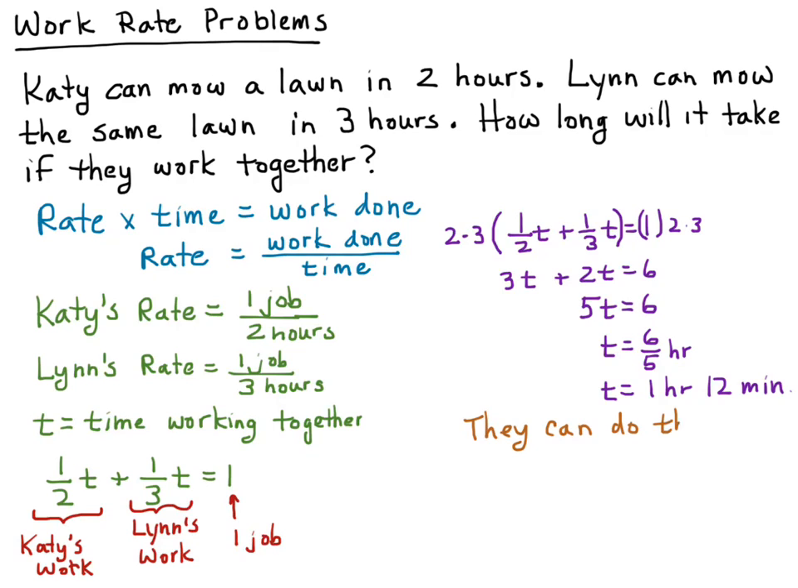1/5 of an hour is 12 minutes, right? 60 divided by 5 is 12. So they can do the job together in 1 hour, 12 minutes. Okay, any questions on that? So let me put up a problem for you to work now.